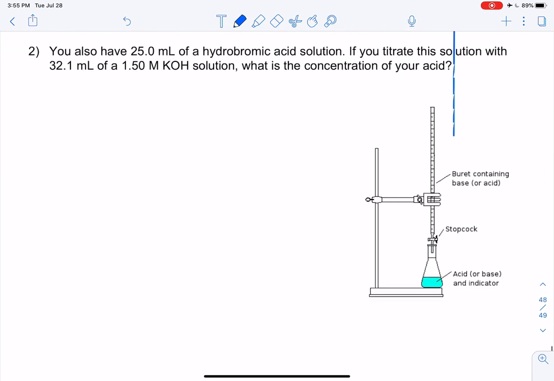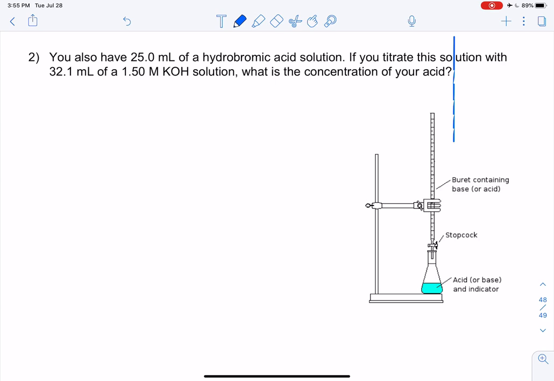All right, again, we have 25 milliliters of an acid that we don't know the concentration of. So we've got acid down there in our Erlenmeyer flask. We're going to titrate this with 32.1 milliliters of a 1.50 molar KOH solution. So we've got the base up here, and we're going to drip it down into here until we reach an endpoint. And we're going to use that to calculate the concentration of our hydrobromic acid solution.